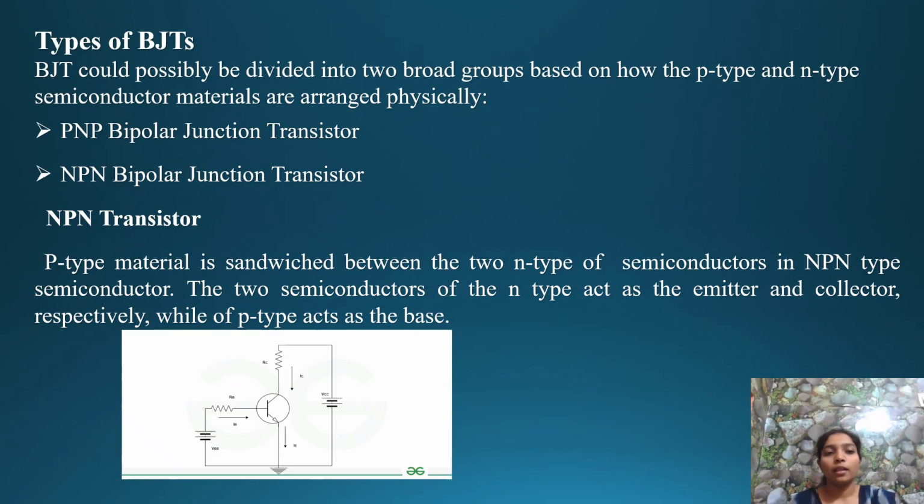Then types of these transistors. There are two types of transistors: PNP bipolar junction transistors and NPN bipolar junction transistors. Now NPN transistors. P-type material is sandwiched between the two N-type semiconductors in NPN type transistor. The two semiconductors of N-type act as emitter and collector respectively, while P-type acts as base. Here we can see it is emitter, it is collector and it is base.